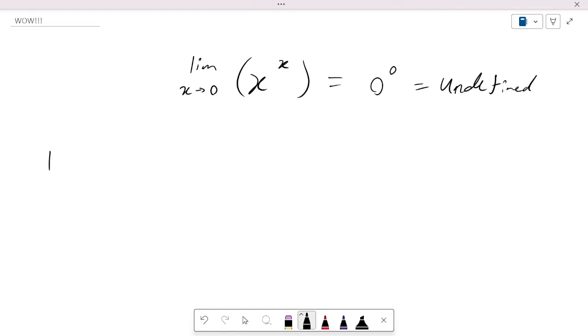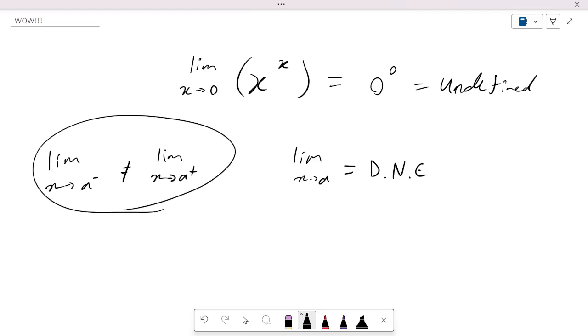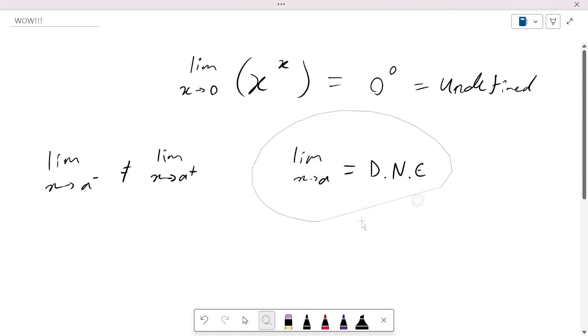So let's remember our rule where we say if the limit as x approaches a from the left hand side is equal to the limit as x approaches a from the right hand side, therefore the limit will exist. But if they're not equal to each other, the limit will not exist. Therefore we have to say that the limit as x approaches a, from both sides, does not exist. That's only if this is true. But let's go further into the detail over here.